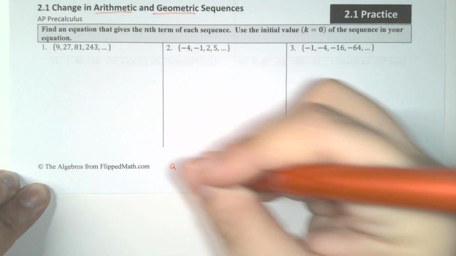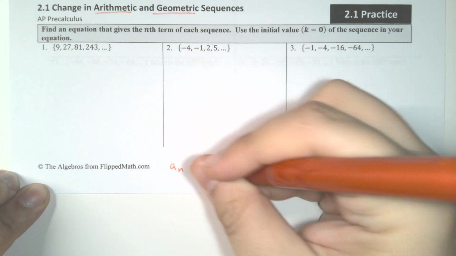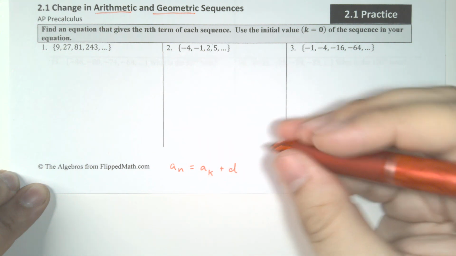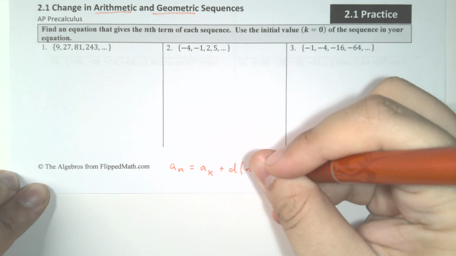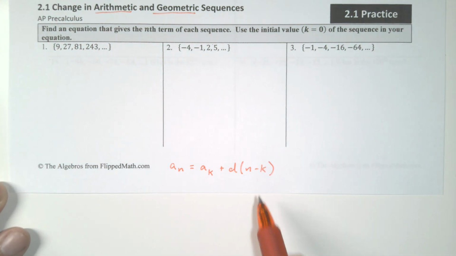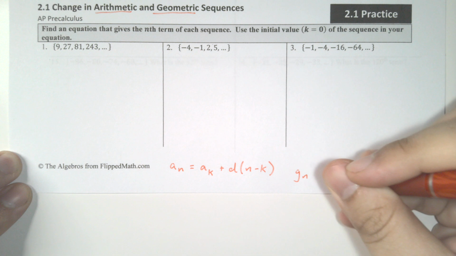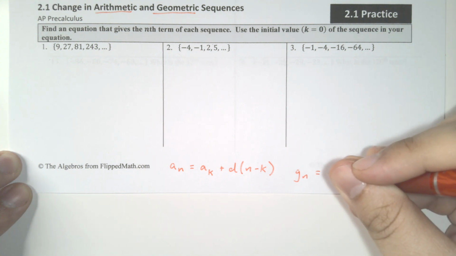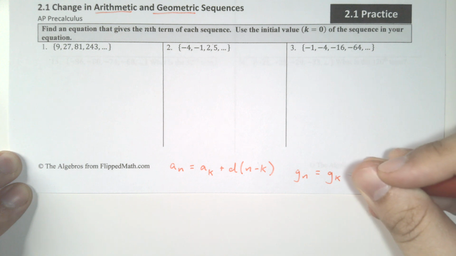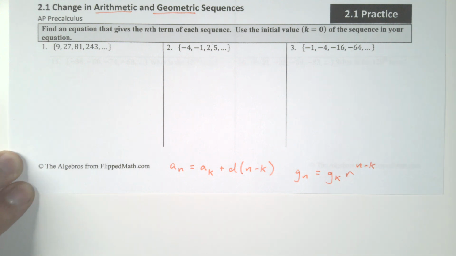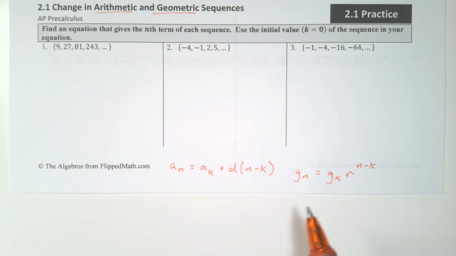So our general formula for arithmetic sequences is a sub n is equal to a sub k plus our common difference d times n minus k, where k is whatever term we are basing our formula off of. And similarly, for geometric sequences, we have g sub n is equal to g sub k times our common ratio to the power of n minus k. So these are going to be our two formulas that we use throughout this section.